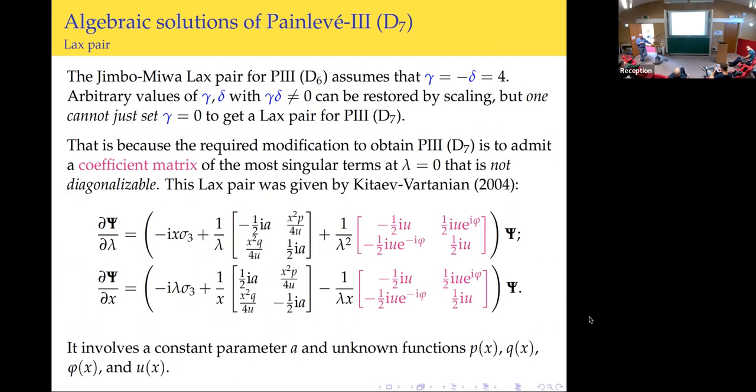And down here, this is the same matrix again with a slightly modified coefficient in the x equation. So this is the version of the Lax pair for the D7 equation that you can find in this paper of Kitaev and Vartanian from 2004. And their Lax pair involves a constant parameter that they call A. You can see it here and also over here on the diagonal. And unknown functions P, Q, phi(x), and u(x) sprinkled in the coefficients there.